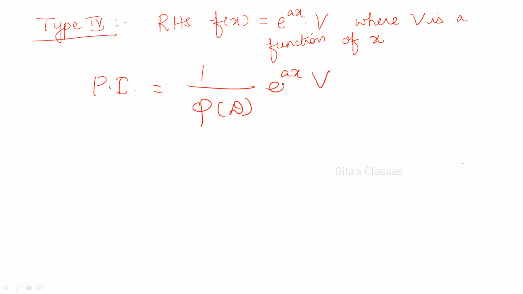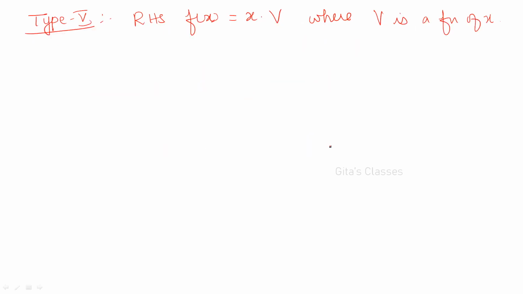Now e power ax into v. Now I am going to take this e power ax outside this operator, that is e power ax. If I take it out, then replace d by d plus a into v, and depending on that function you expand this as a function of d, and depending on this capital V, it may be x power k or sin ax or cos ax, depending on that you have to write. Okay. Then next is type 5.